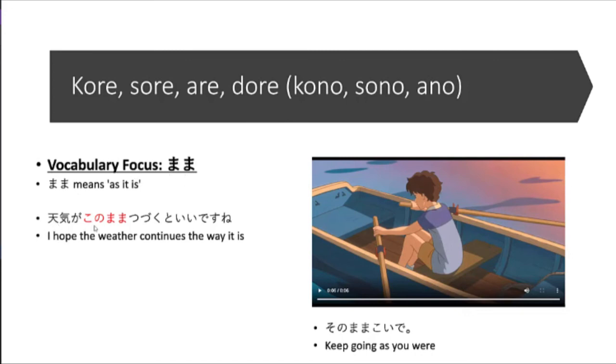Tenki ga kono mama suzuku to ii desu ne. So kono mama is saying, I hope the weather, tenki, to be as it is, kono mama, to stay as it is. So it's saying in this way, sono mama, keep going in that way. So keep rowing in the way that you were doing it. So that's a good way to say, do it as you were doing it before, as it is. Sono mama koide.